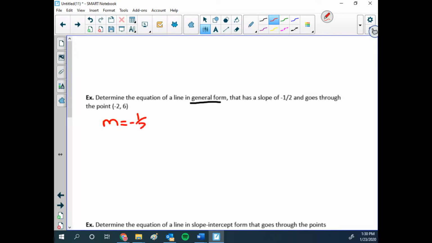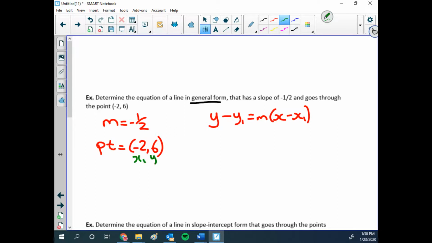So I have a slope. I have a point. That means I can take this information and substitute it into my equation. So this is x1, y1. So take that information and put it into my equation, right? There's not a whole lot of work here other than substituting and then converting it to general form. So y minus y1, which is 6, y minus 6 equals the slope, which is -1/2, x minus a -2, so x plus 2. So there's my equation in slope point form.